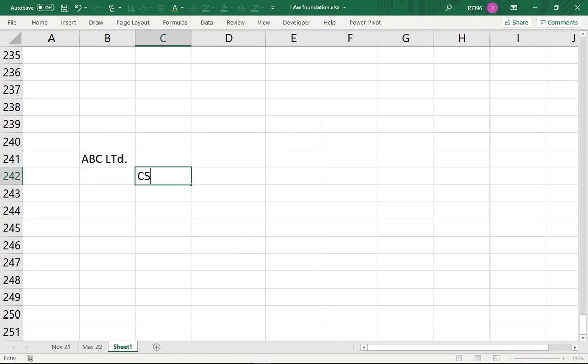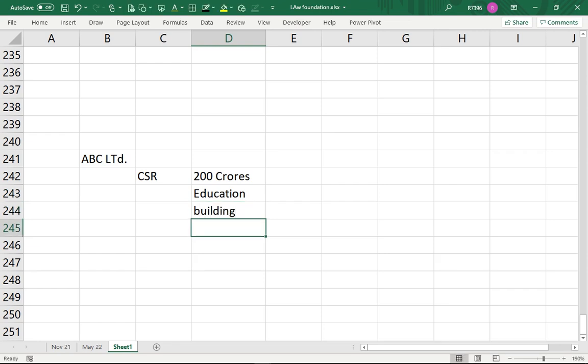This company has expended a certain amount on CSR activities, and it is somewhere around 200 crores. Now, if this is a huge project, obviously you will buy certain capital assets. So just to perform this CSR project, let's say it was about education, the company had to buy a building worth rupees 25 crores. So this building of 25 crores, which is part of the education project of this 200 crores, which is the CSR activity of ABC Limited, is known as the capital asset over here.